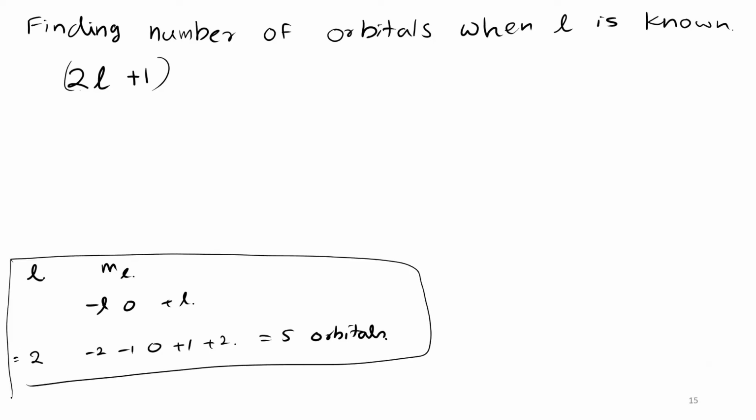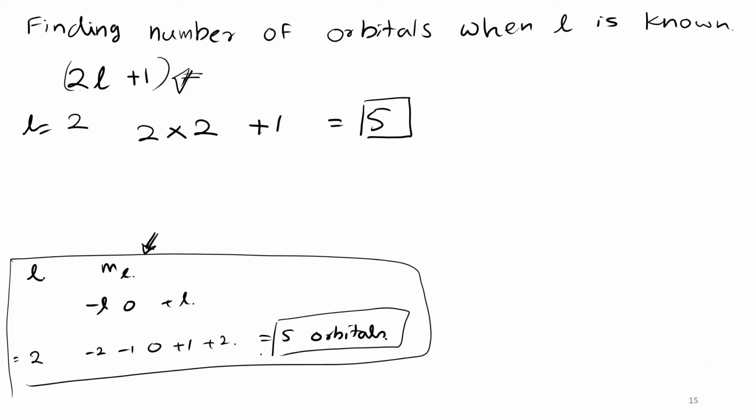or you can use 2L plus 1. So again, we'll take L equals 2. So 2 multiplied by L, which is 2, plus 1, you get 5. So one way, like what I have shown here, or the other way, like here, you can get the answer. It depends how you want to work it out. If you want, you can try to remember 2L plus 1 as a way to find the total number of orbitals when L is given.